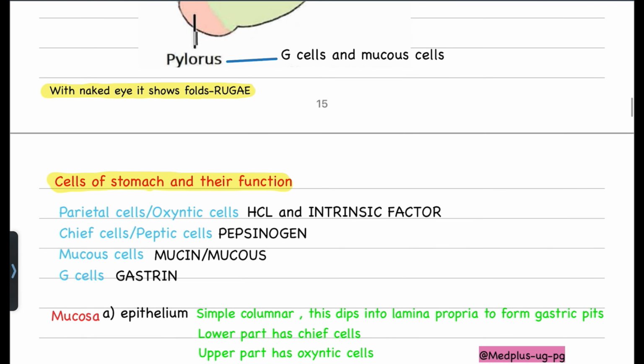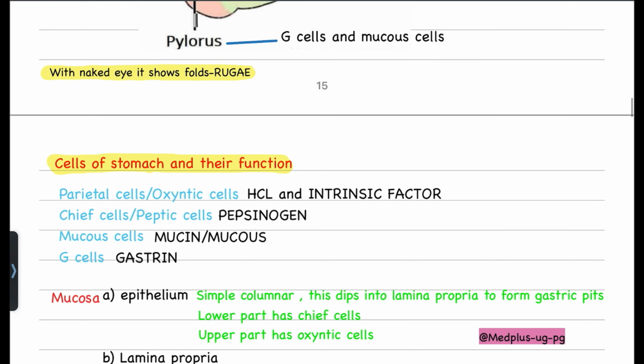Now we have different types of cells in the stomach, and we will see their functions, which will be asked in a viva. Parietal or oxyntic cells secrete HCl and intrinsic factor. What is its function? HCl helps in the digestion of the food particles and activation of the pepsinogen enzyme, and intrinsic factor is required for vitamin B12 absorption. Deficiency of intrinsic factor can cause pernicious anemia.